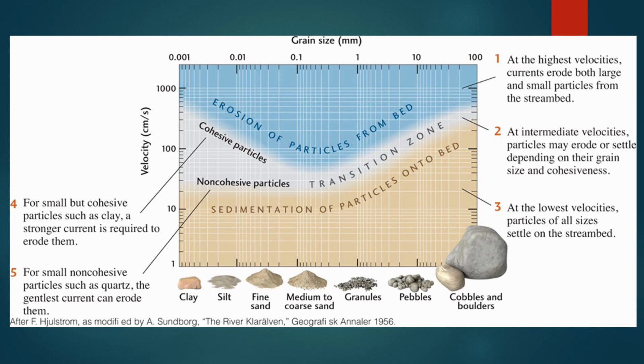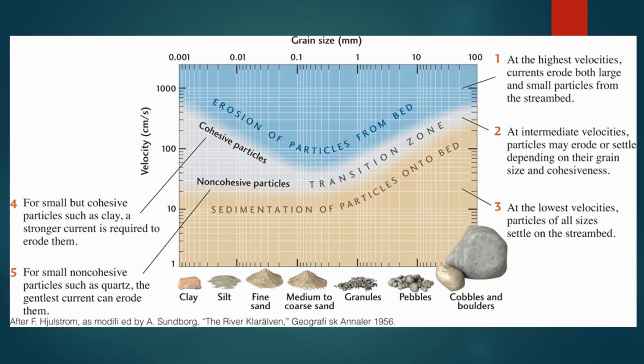Now let's take a look at the bottom yellow part of the diagram. From left to right, the velocity line is gradually increasing. This means that the depositional velocity for grain size from the clay size to the boulder size is increasing.